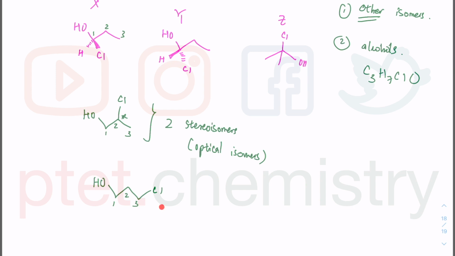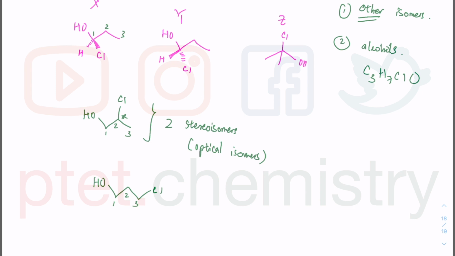What else can I do? So the HO is the same as Cl position. HO and Cl are different. This is Cl and OH on the same middle carbon. This is HO and Cl on the terminal carbon. What else can I do?